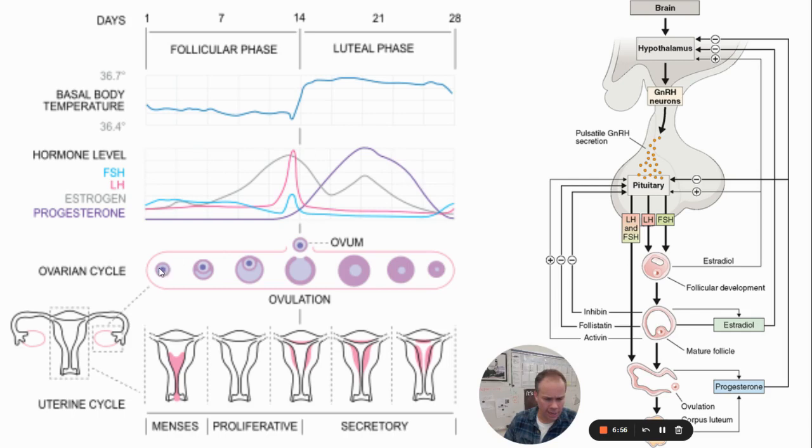Here we can see what's happening in the ovary. We can see the follicle growing. We see during ovulation an egg being released, and then the corpus luteum stages. And also at the end, in the bottom, we can see what's happening inside of the uterus. We can see the lining of the uterus is being shed, and then in the subsequent stages, it's thickening, getting ready for pregnancy.